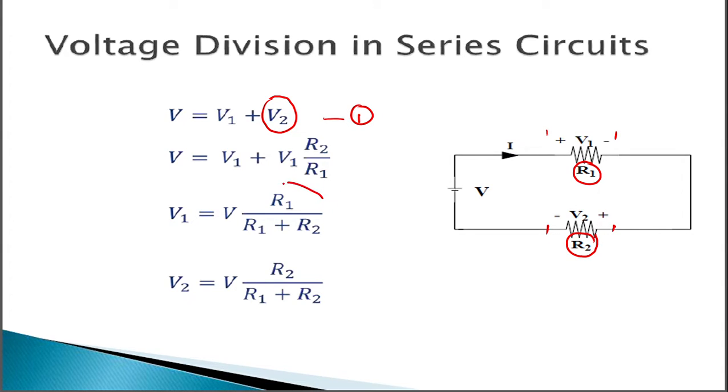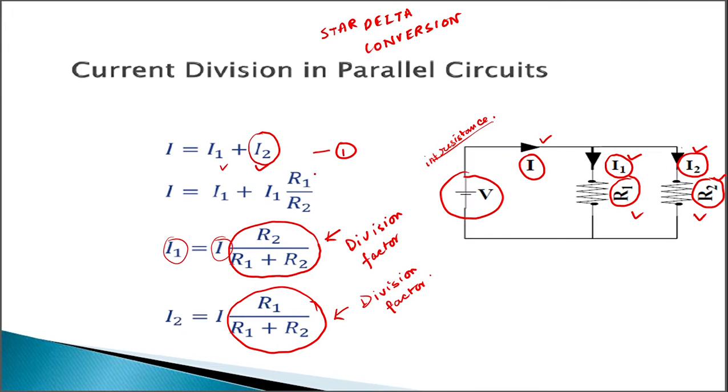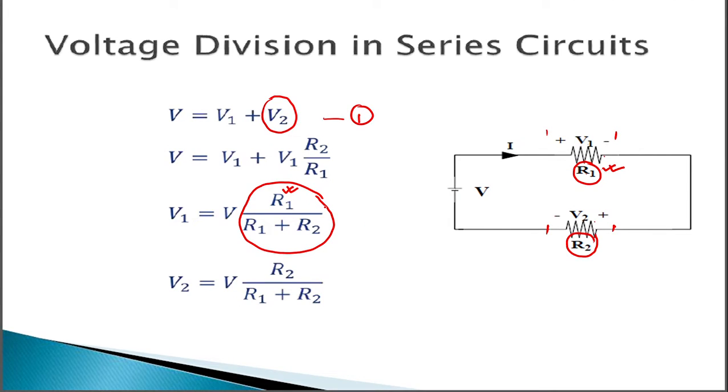So this also gives the division factor, that is R1 by R1 plus R2, which is the same as the previous one for the current division rule. Is it the same? No, it is not the same. Here we are taking the self resistance by the summation of resistance. In the previous one, we took the self resistance, which is R1, and multiplied by R2. In the voltage division rule, we will be taking the self resistance by the summation of total resistance.